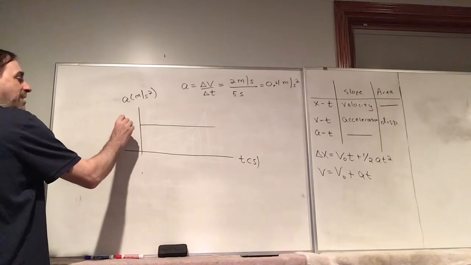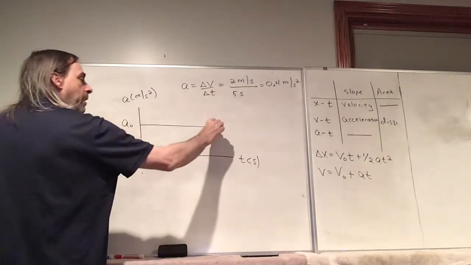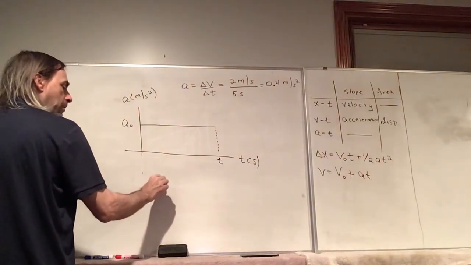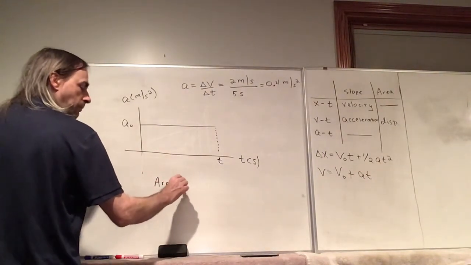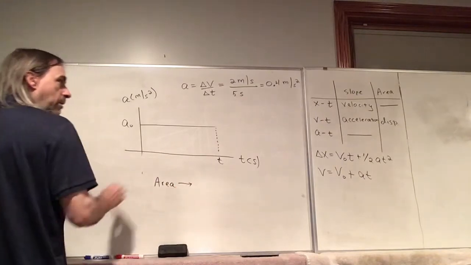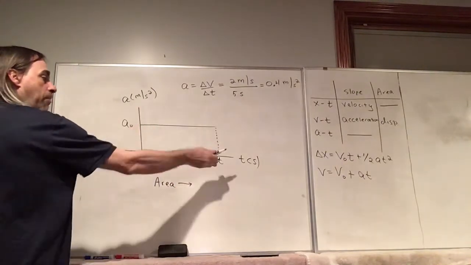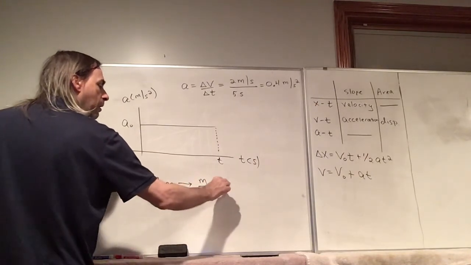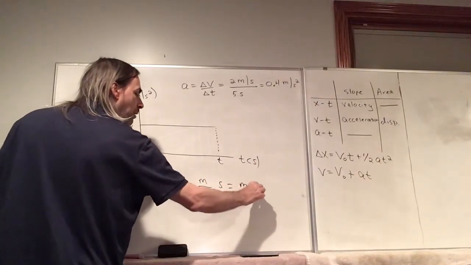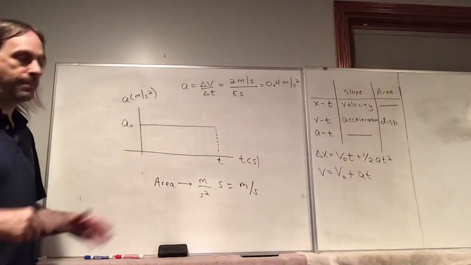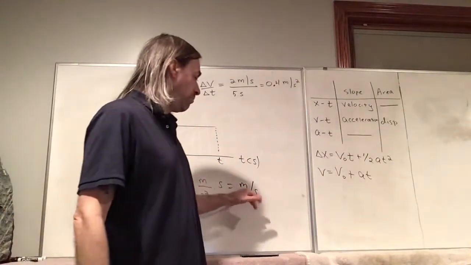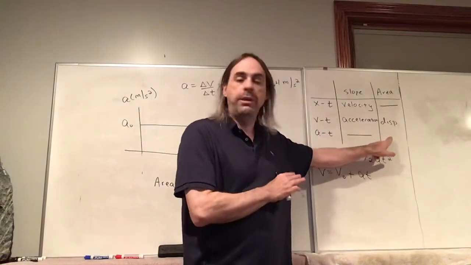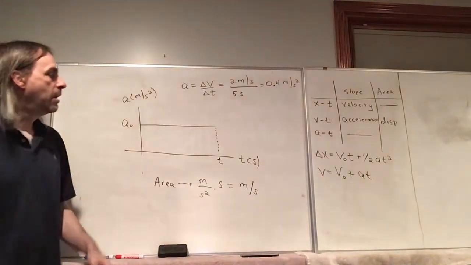So let's just say this is some constant acceleration, and we're going to look over some time interval. What about the area under the curve? Let's look at the units. Remember, we multiply the two now. So we have meters per second squared times seconds. That is meters per second, and so those are units of velocity. So do we write down velocity here? And the answer is no, not exactly.